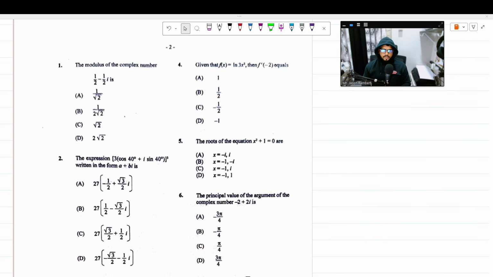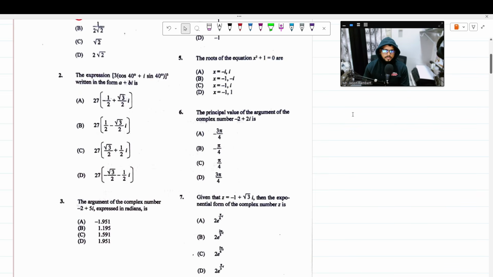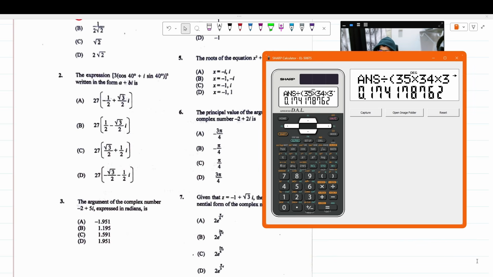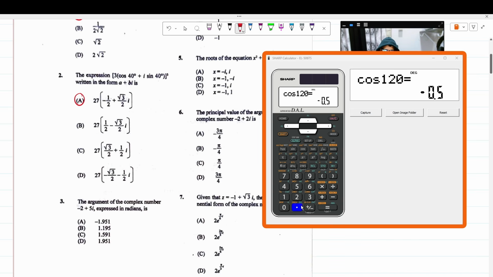Alright, the modulus of the complex number is: square the first, square the second, add them, we get a half, square root 1 under 2. Alright, this expression is cosine of 120. This is a repeat question, but I'm just making sure, cos 120 is minus a half. So 3 squared is 27. The only one that has minus a half is A.